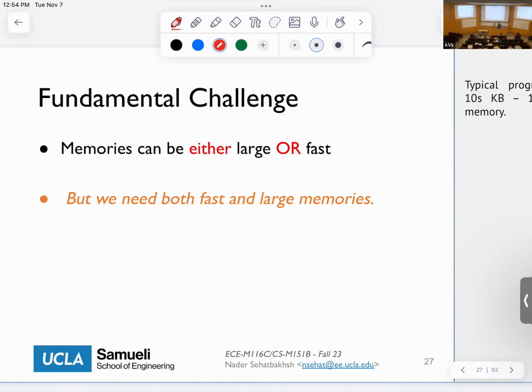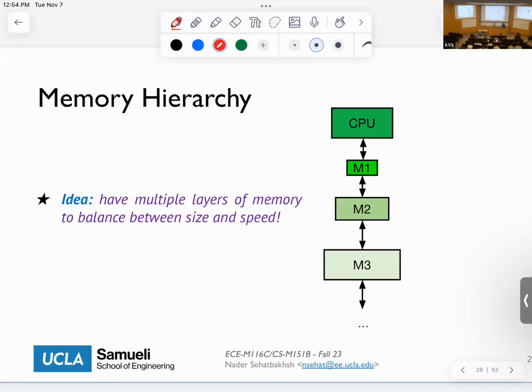But you need large and fast, right? Because there are lots of workloads that require lots of data to be stored, and you cannot really afford to wait thousands of cycles to read that data. So what should we do? And that's where the story of memory hierarchy comes into play, okay?